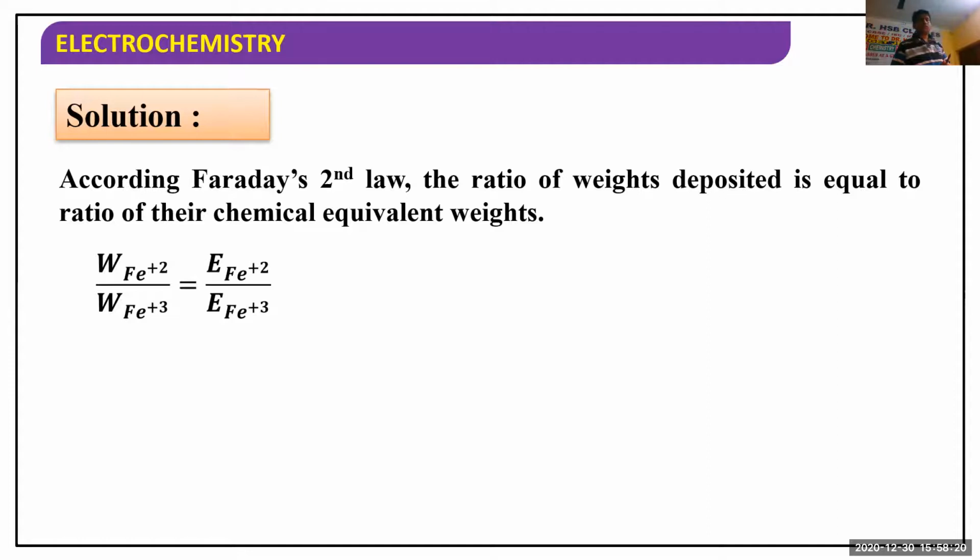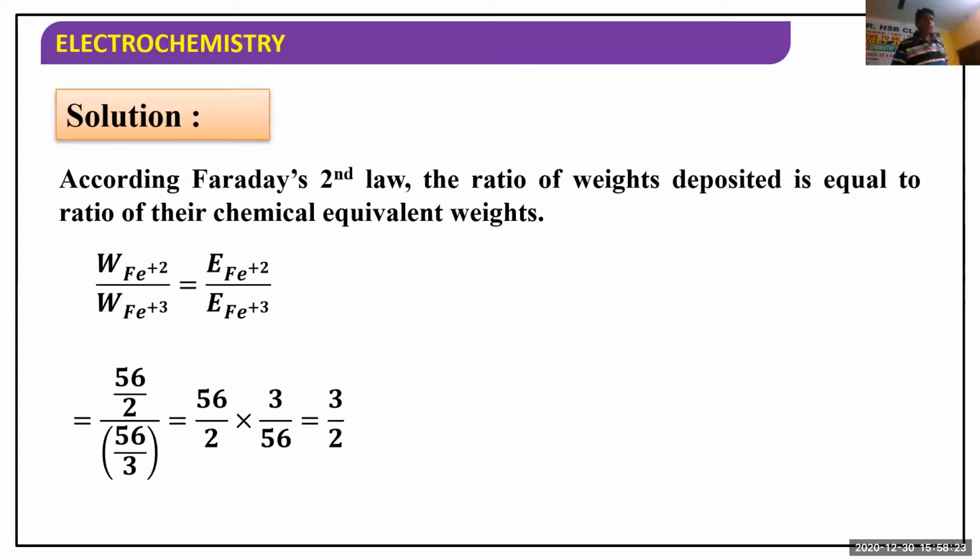Now what is the equivalent weight of iron 2? It is 56 by 2. Why is it 56 by 2? Because the valency is 2. So the equivalent weight is the atomic weight divided by 2, and here the atomic weight divided by 3. It is the equivalent weight. So 3:2.